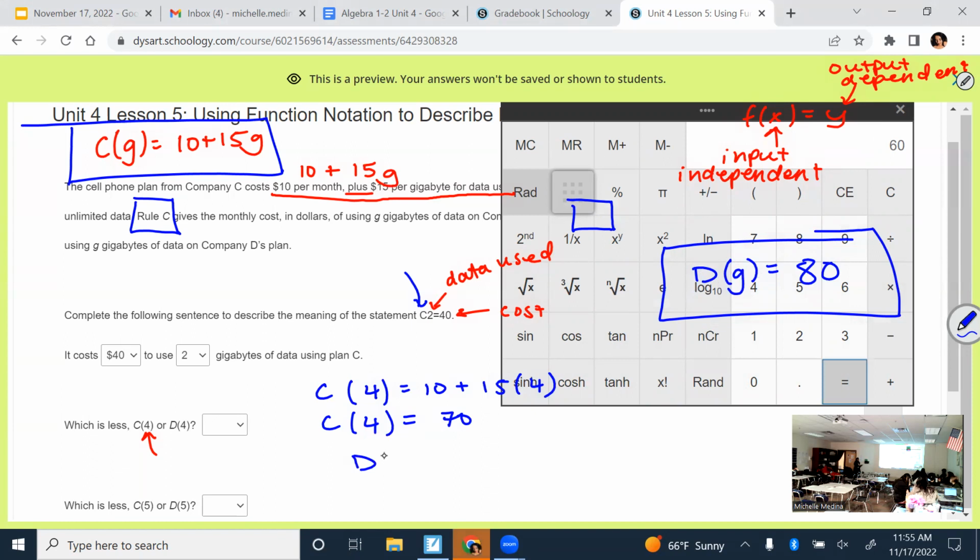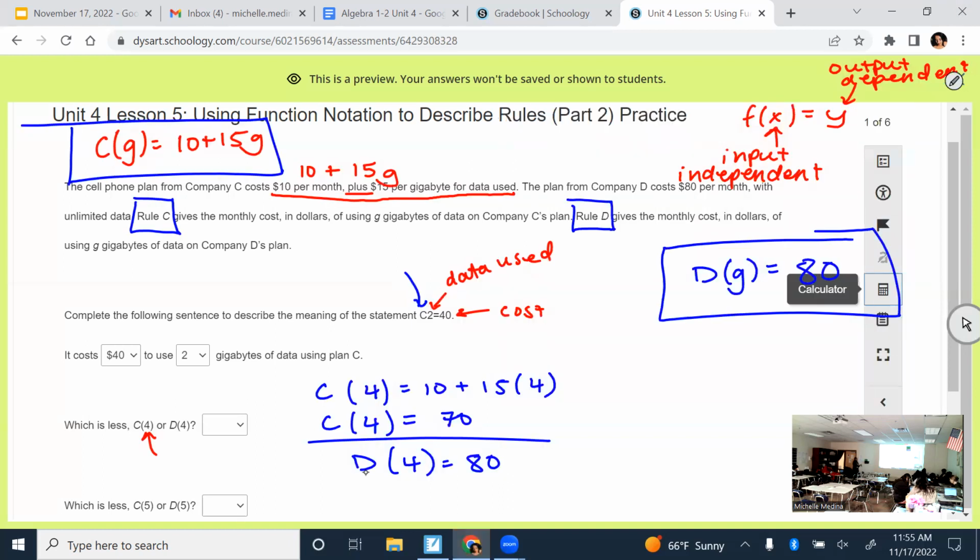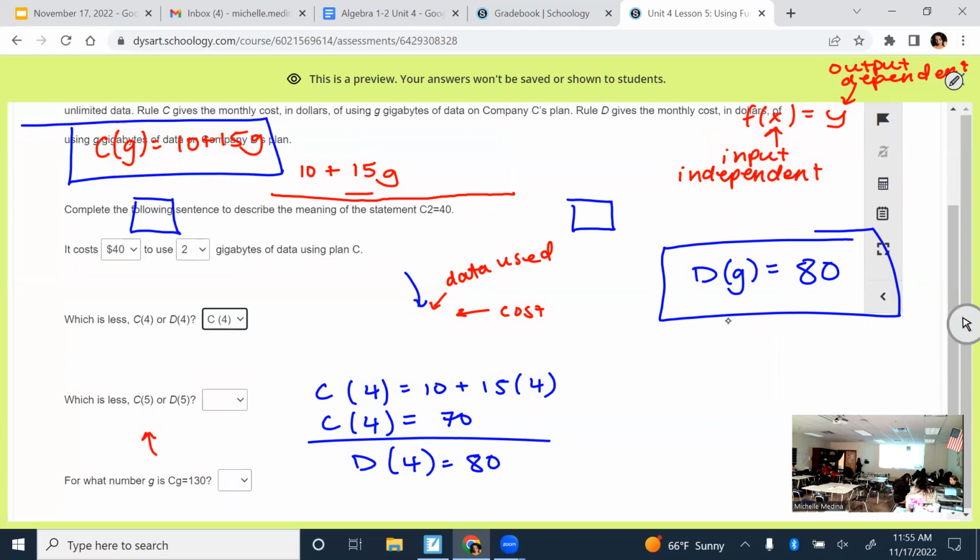Anywhere that there's a G, replace it with a 4. So these are my two top. Do I need to do any simplifying for company D? No, why not? There's no G on the other side. They just charge 80 no matter what. So which is cheaper? C of 4 or D of 4? C of 4. Right?